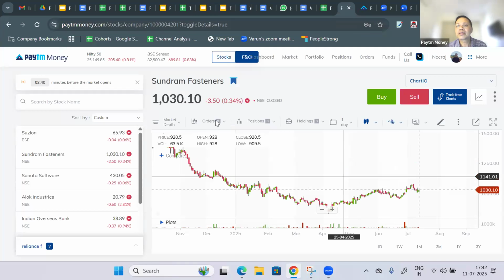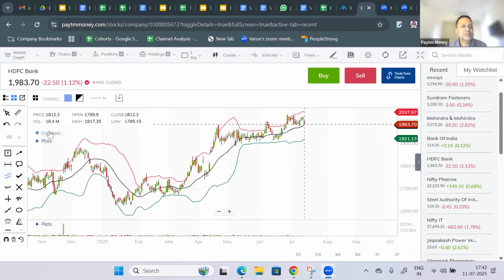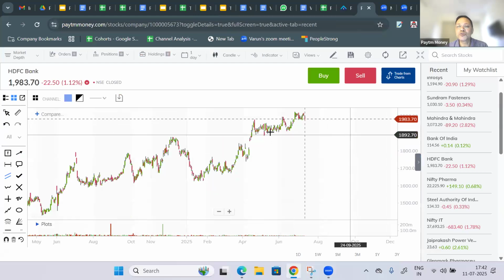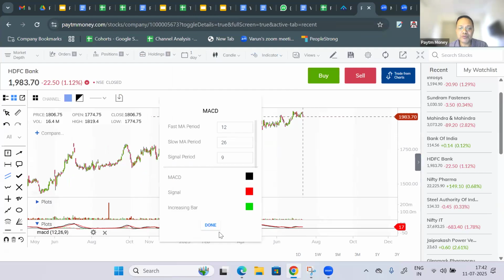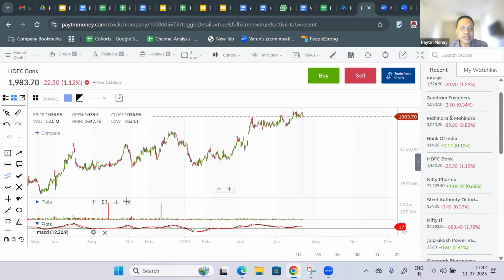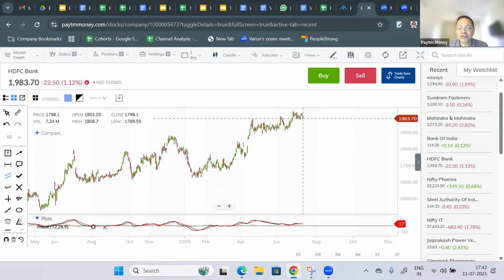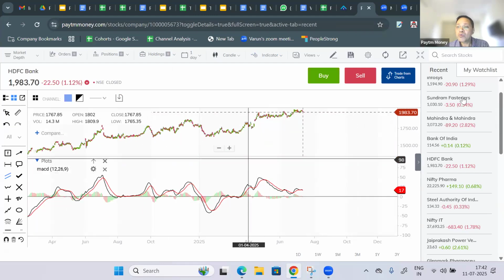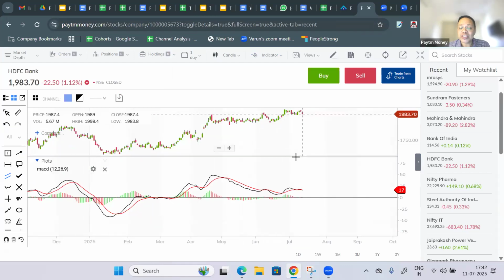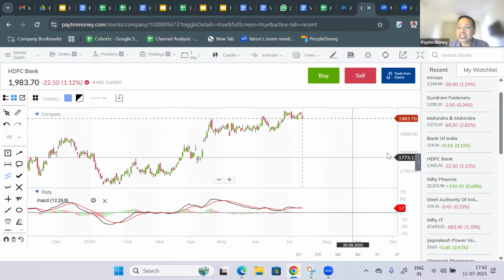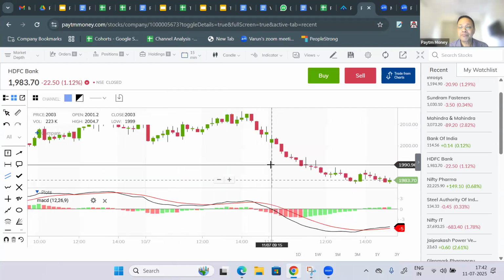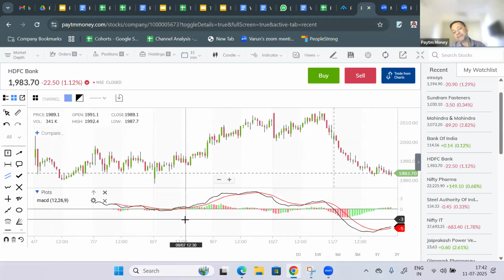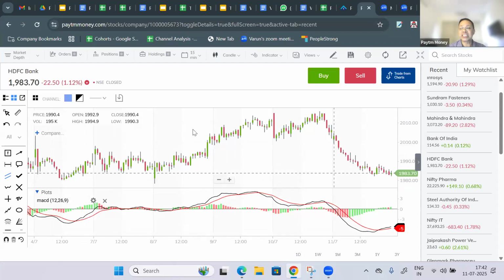I'm sure many of you are already using MACD. I'm using plain MACD, the simple standard MACD, moving average convergence divergence. Now, if I'm a swing trader, I'm going to use the MACD in the lowest time frame. So what is my time frame? 15 minutes. I'm going to use the MACD in a 15 minutes time frame.